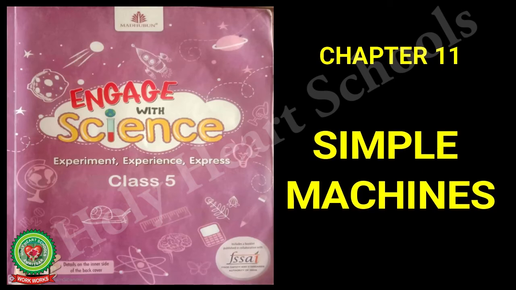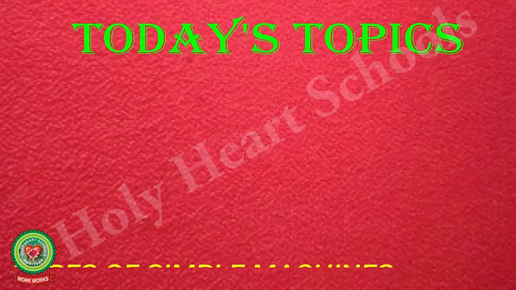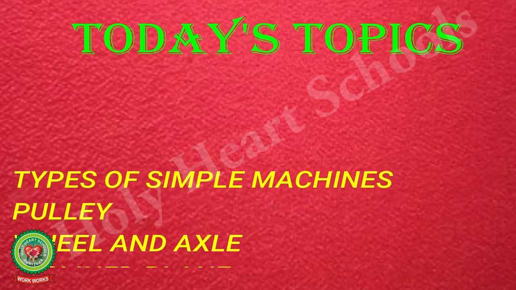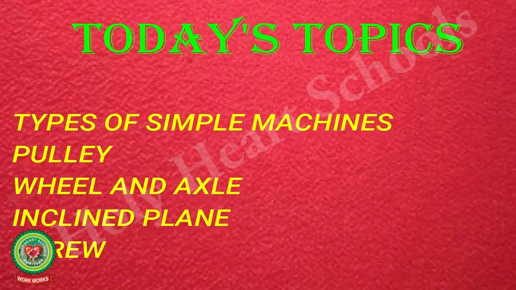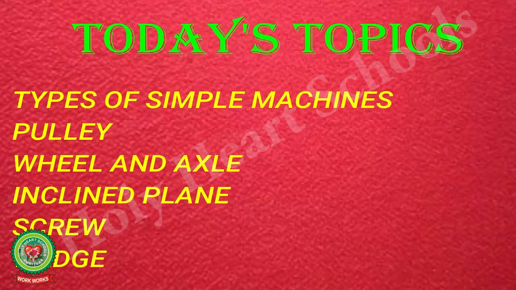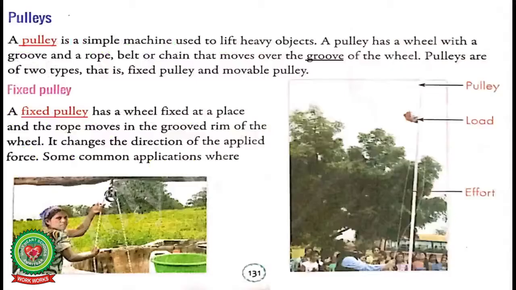I hope you have read and revised the topic machines, types of machines and lever. Today I am going to discuss types of simple machines: pulley, wheel and axle, inclined plane, screw and wedge. So kindly open your book at page 131.